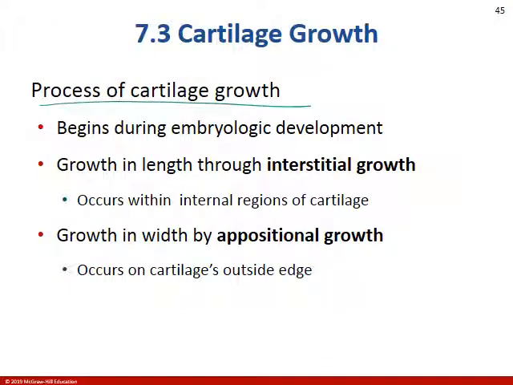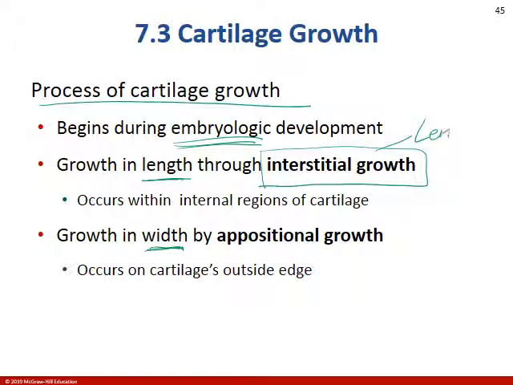We can see the list. It says the process of cartilage growth. This is going to begin embryologically. So as you're developing, you're going to take the cartilage and it's going to grow in length and in width and then start to be calcified or ossified and turned into bone. I would know these terms. So interstitial growth is growth in length and appositional is width.